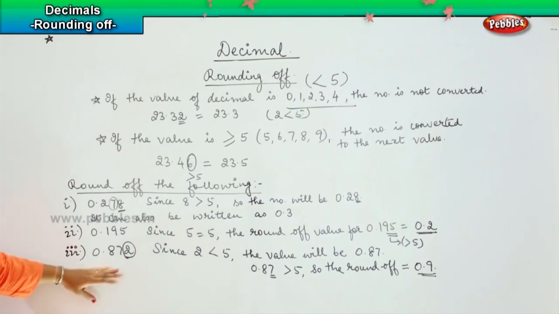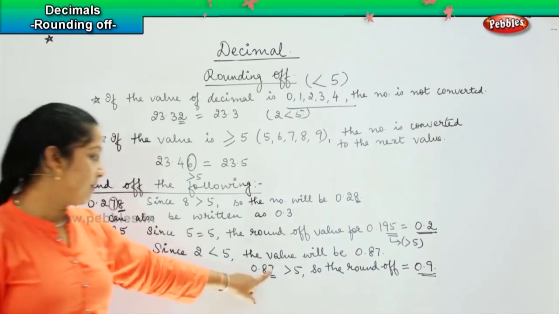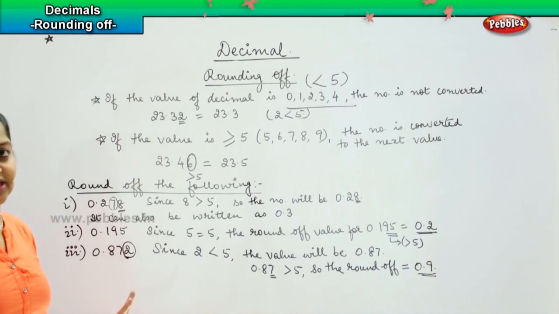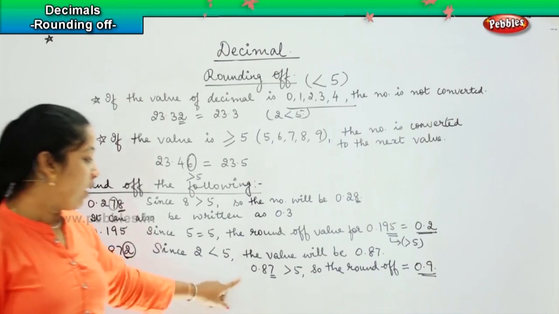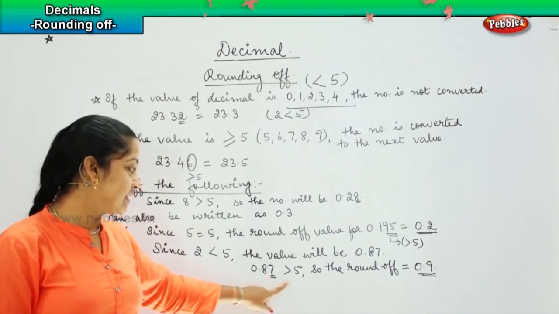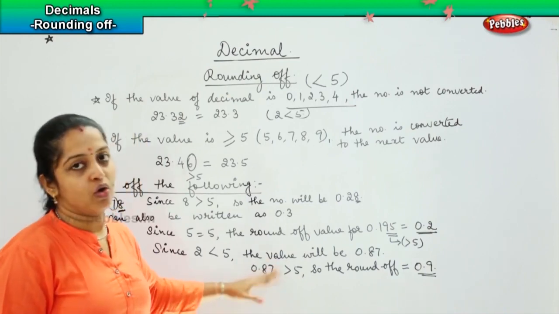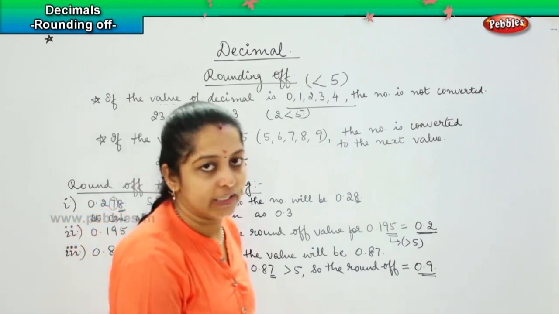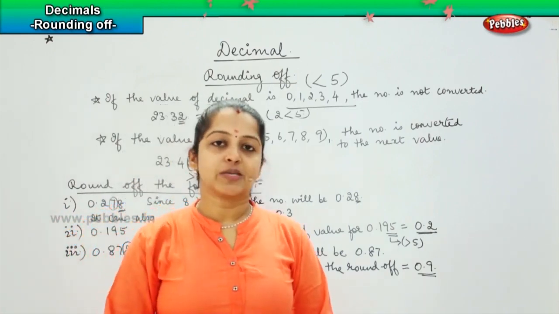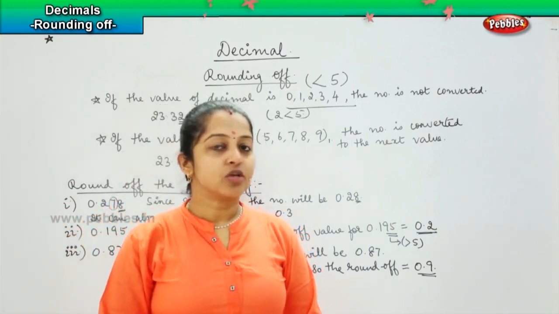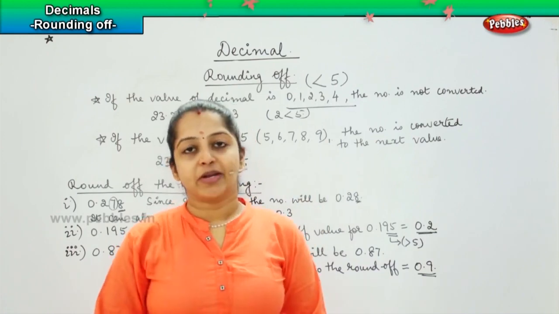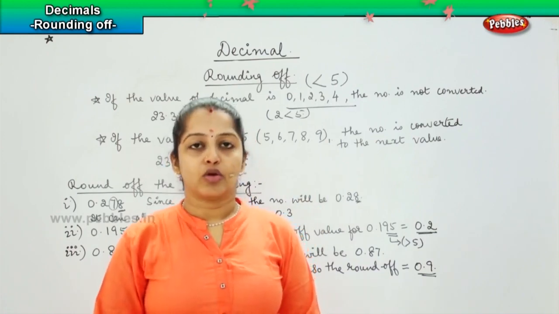So in the first case it remains the same. It will remain 0.87. It will not change. But now when we see the second value, 7 is greater than 5, right? So that's why this will become 0.88, or you can say 0.9. Is the concept clear, children? Based on these concepts, we will be doing the sums on the round off questions.